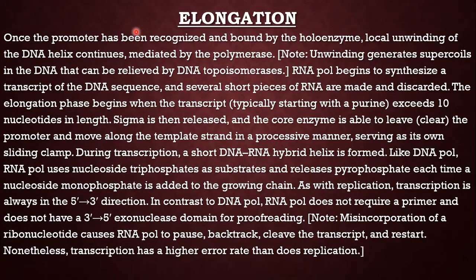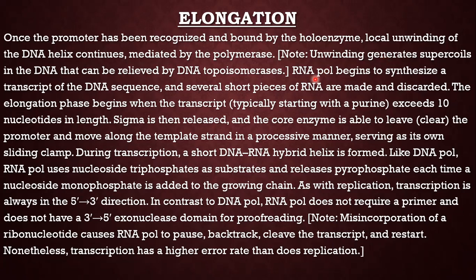Now, elongation, how does this occur? Once the promoter has been recognized and bound by the holoenzyme, local unwinding of the DNA helix continues, and this is mediated by the RNA polymerase. Now, unwinding will generate supercoils in the DNA that are usually relieved by the DNA topoisomerases. Remember the two types: DNA topoisomerase 1 and DNA topoisomerase 2. Remember, especially, we had a type of DNA topoisomerase 2 found in bacteria, the DNA gyrase. And I want you to remember one class of drugs which inhibit the DNA gyrase, known as the fluoroquinolones, an example being ciprofloxacin.